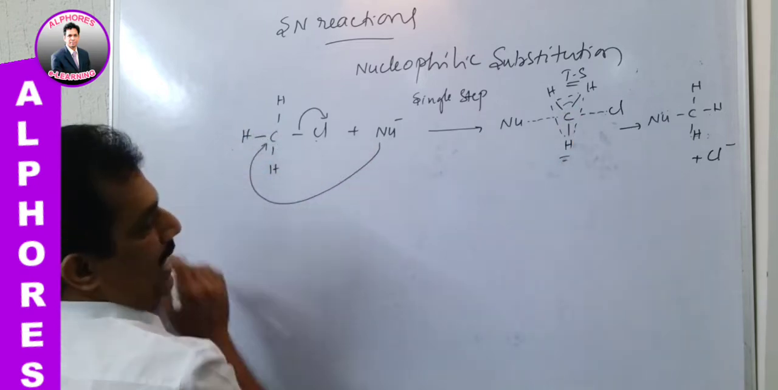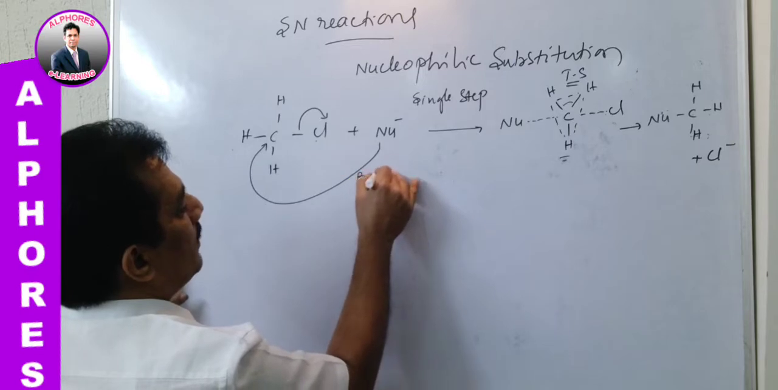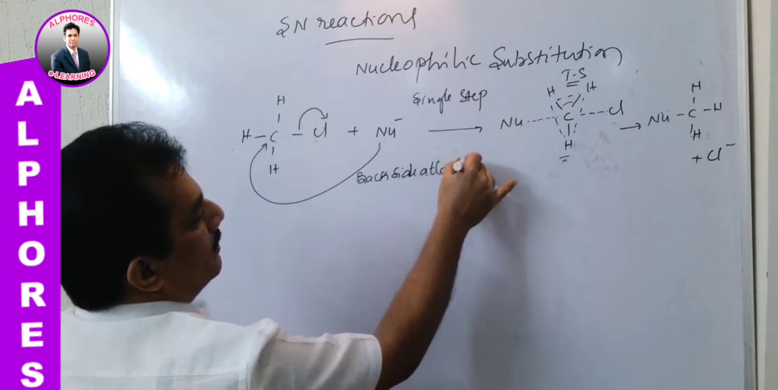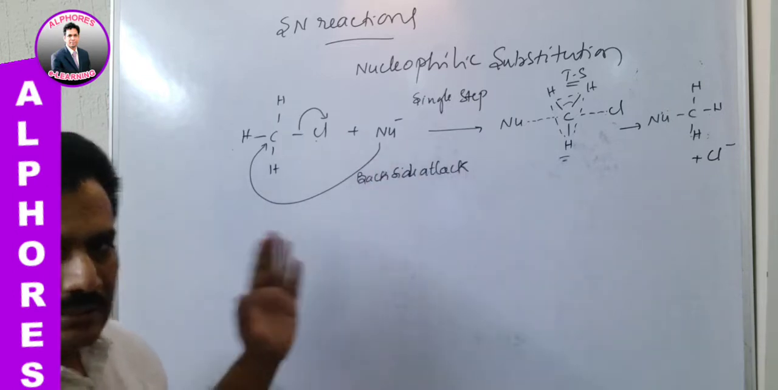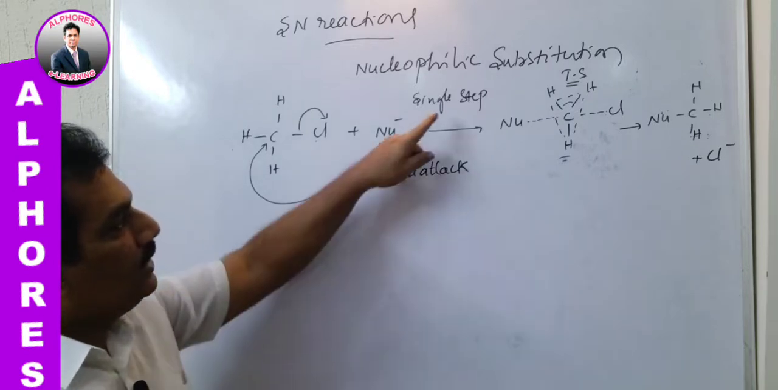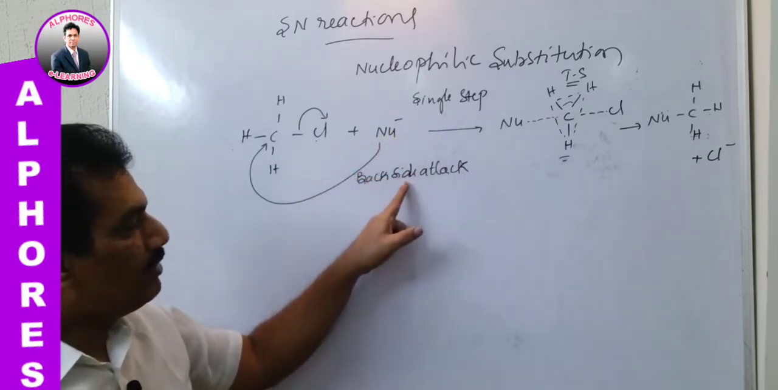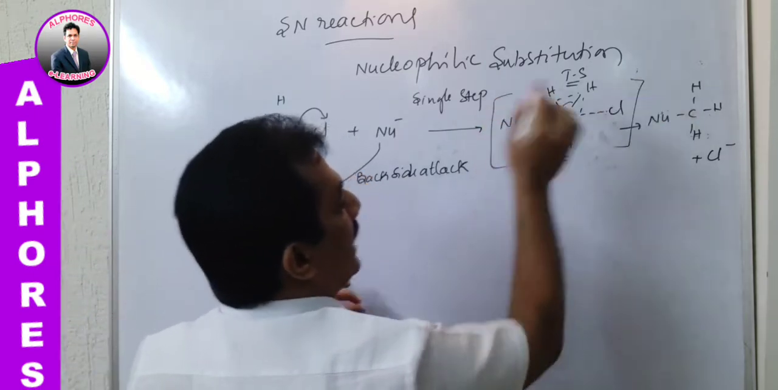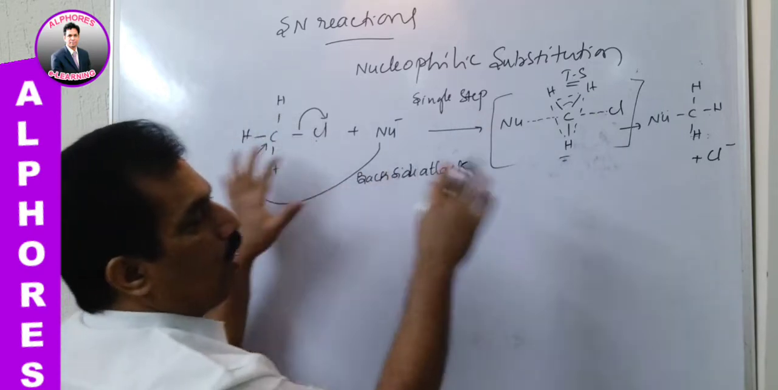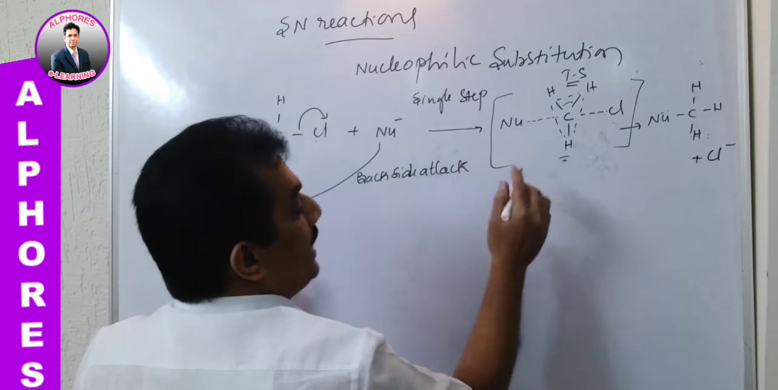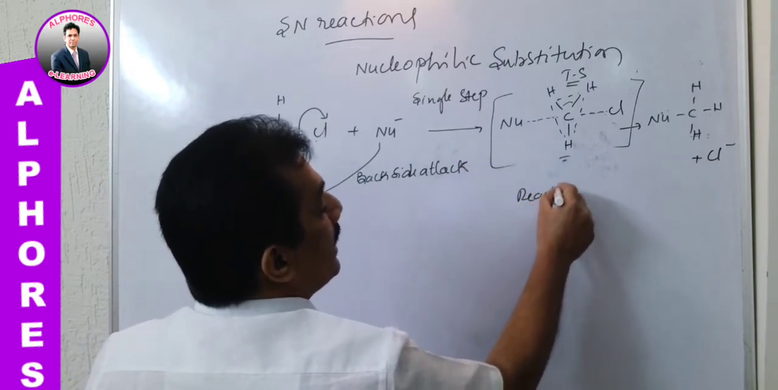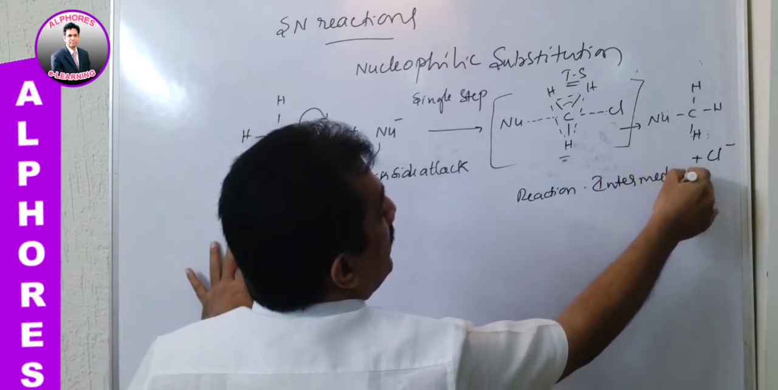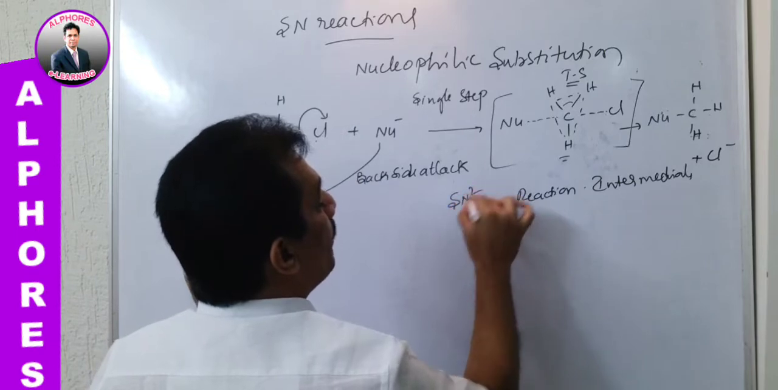This type of attack from the backside is known as backside attack. It is a single step reaction, always with backside attack, and this state is known as the transition state. If you observe, with all this we are unable to find any reaction intermediate. So the reaction intermediate is absent in the SN2 mechanism.